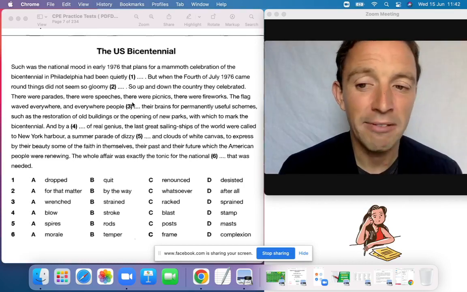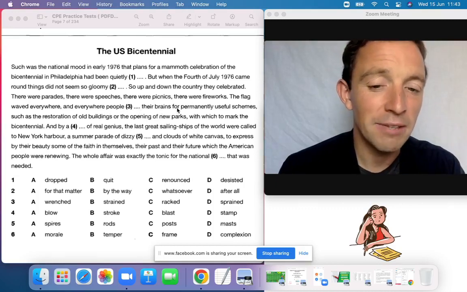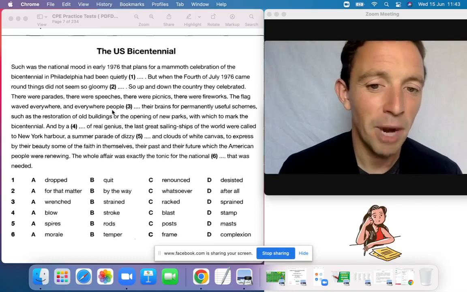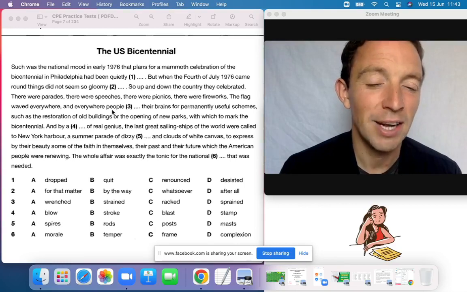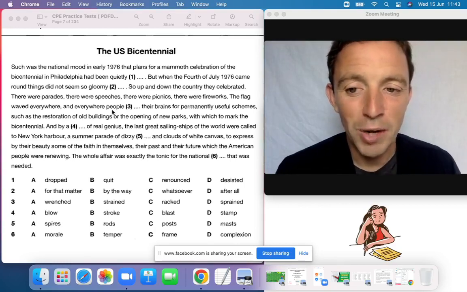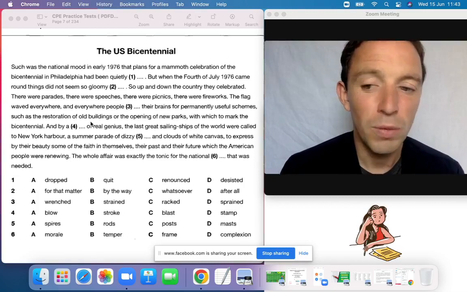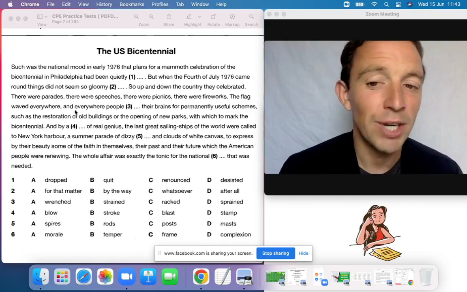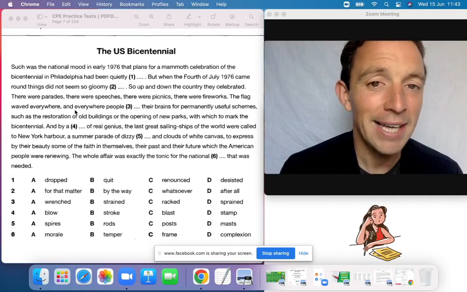The flag waved everywhere, and everywhere people wrenched their brains for permanently useful schemes, strained their brains, racked their brains, sprained their brains, such as the restoration of old buildings or the opening of new parks, with which to mark the bicentennial, and by a stroke of real genius, a blow of real genius, a blast of real genius, a stamp of real genius.